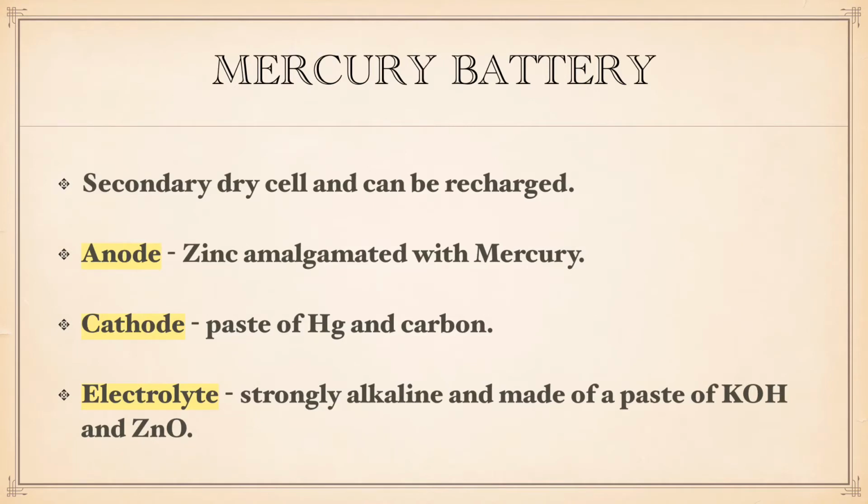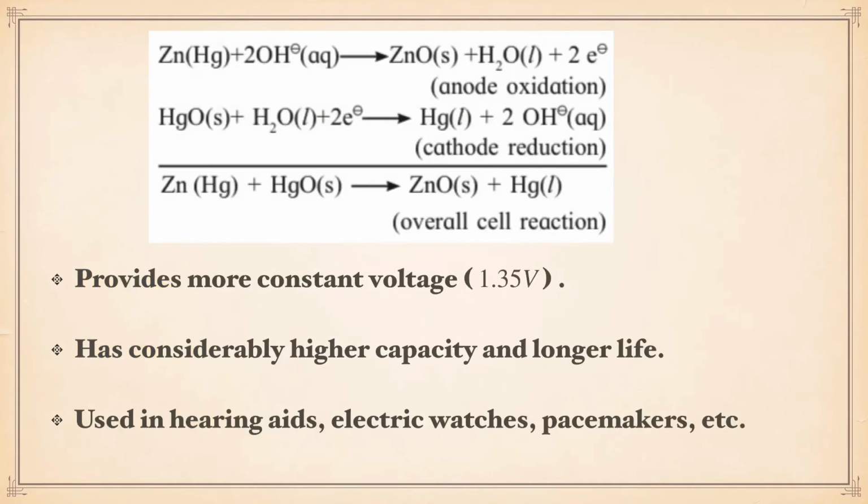Now we will see the cell reactions. At the anode, oxidation will take place. Zinc amalgam reacts with hydroxide ion to give ZnO plus water and electrons. Here Zn in the 0 state goes to Zn +2. So what is happening here? Oxidation takes place, an increase in the oxidation number. Next, at the cathode, what will happen? Reduction. So what is getting reduced?